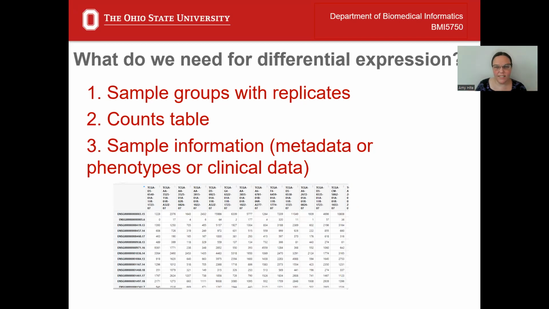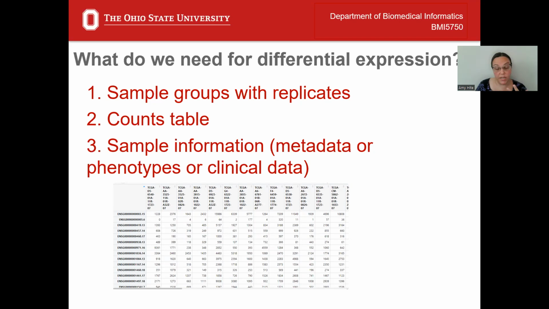So these are the things, I've already said this, the things we need for differential expression. We need sample groups with replicates, at least 3 per group. That's the absolute minimum that I would even consider doing differential expression for. You need a counts table, so these need to be whole counts, not normalized counts yet.